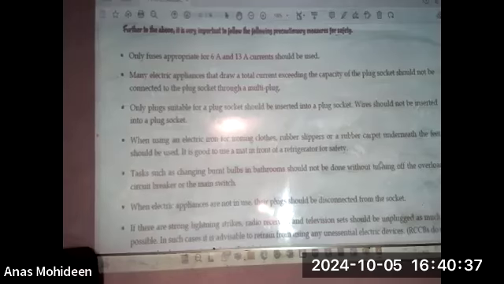And when changing bulbs, especially in washrooms and bathrooms, you are going to turn on and change a bulb. Why is it dangerous when the switch is on? With your wet hands, what happens? You will get the shock from the bottom.